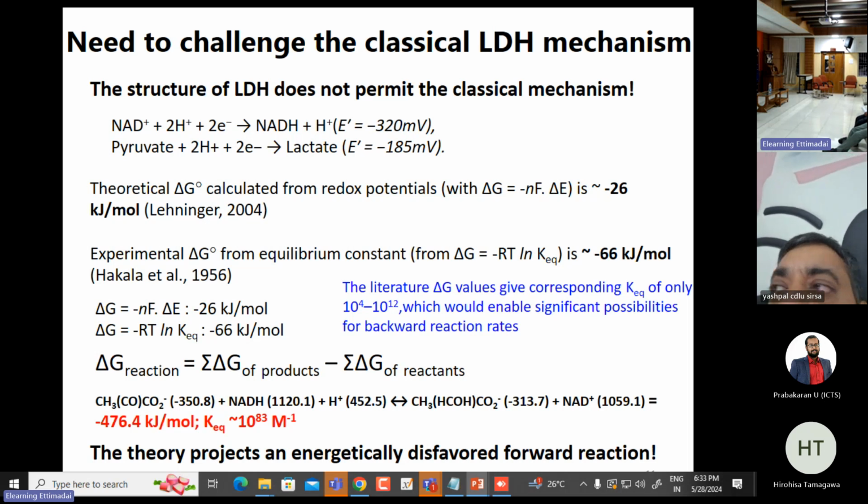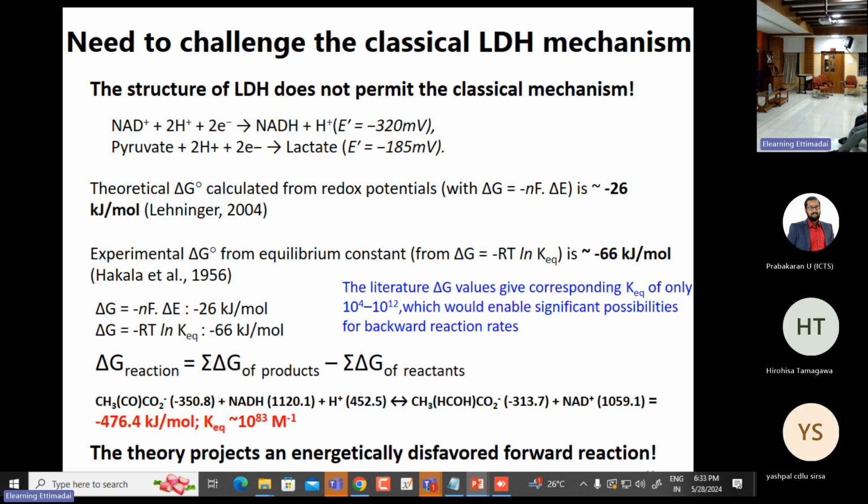So here it is going from pyruvate to lactate. You can see very easily that pyruvate to lactate here has -476. But if you reverse that, if you want to make lactate to pyruvate, it becomes +476, which you cannot easily cross. That energy barrier is very high.